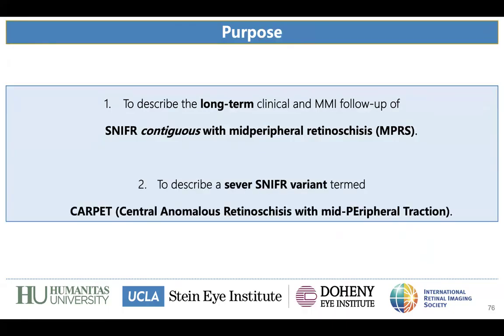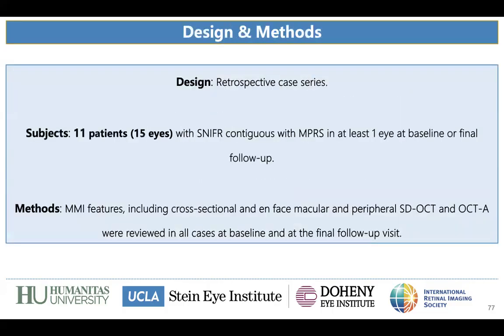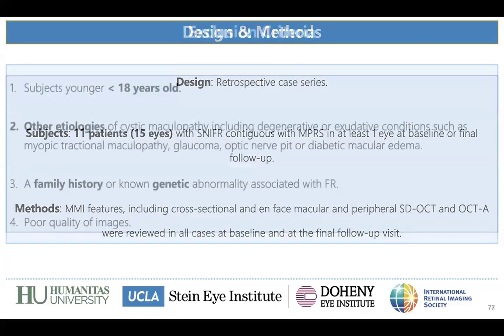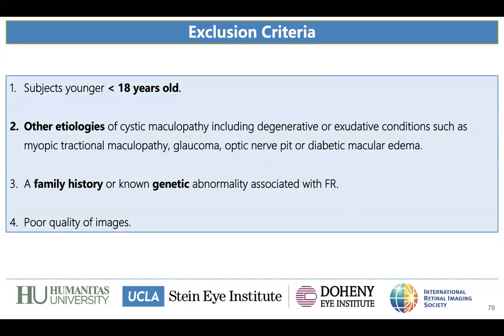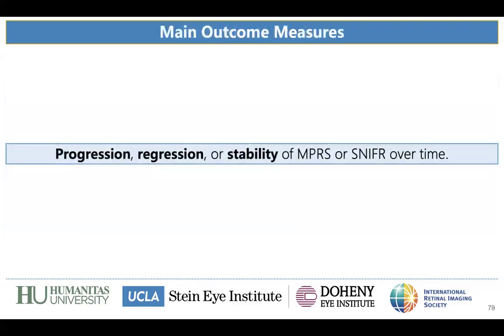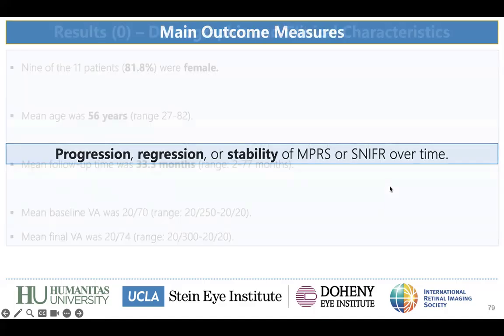Also, we described a new and relatively more severe variant of SNIFFER that we termed CARPET, central anomalous retinoschisis with mid-peripheral traction. This was a retrospective case series, including 15 eyes from 11 patients. Of course, we excluded other etiologies of retinoschisis, such as degenerative or exudative conditions, but also high myopia or glaucoma or other etiologies, and of course, also a family history of genetic abnormalities, which is, for example, X-linked retinoschisis. We evaluated the presence of progression, regression, or stability of mid-peripheral retinoschisis or SNIFFER over time, and these are the results.